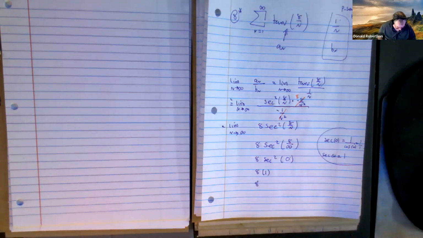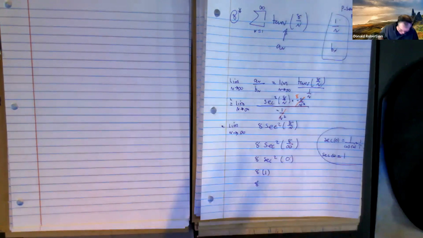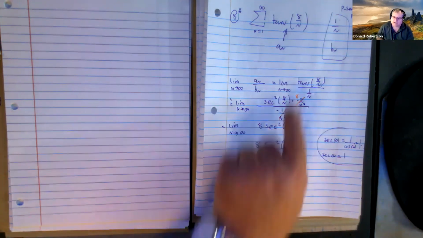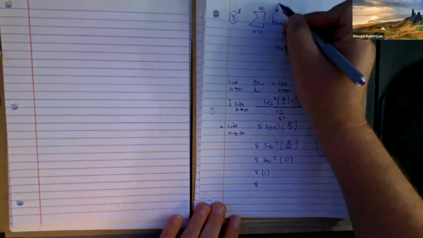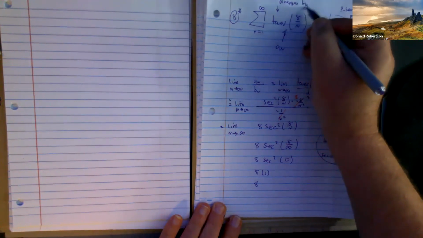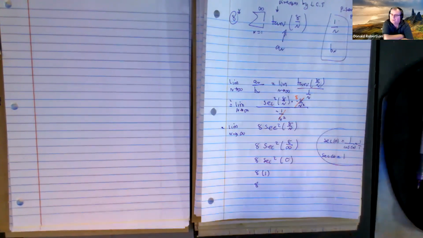And according to the limit comparison test, if this thing is any number, doesn't need to be bigger or less than 1, just needs to be a number, then our guy behaves like this guy. So we now know that this fella diverges by the limit comparison test. That's kind of cool.